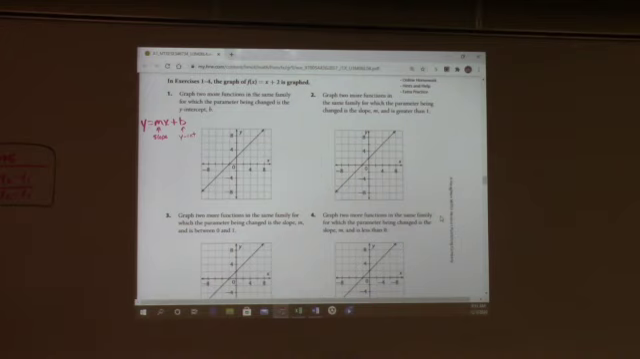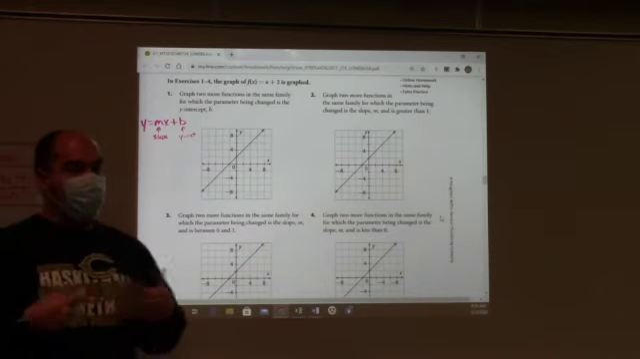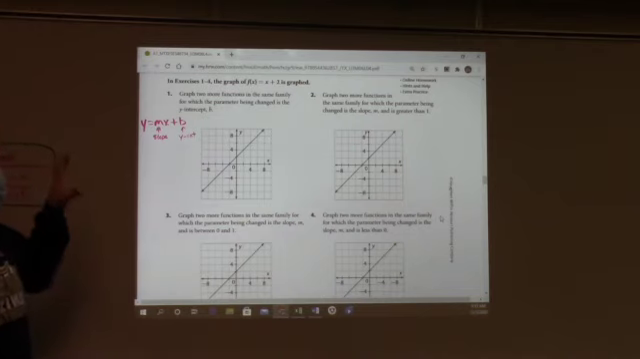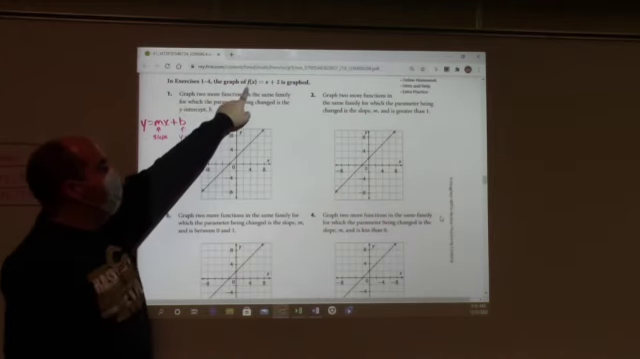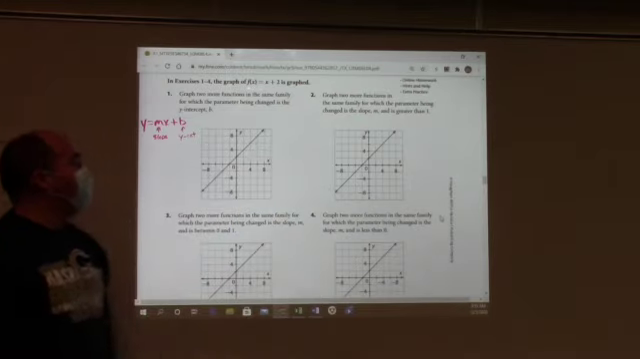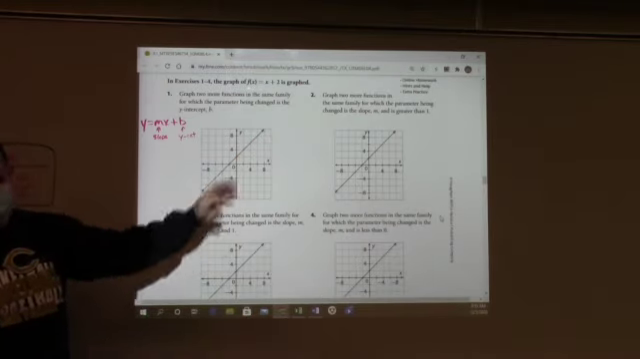Okay, so in this first part, we're going to go through and work some of the odd questions, and then you're going to go back and do the evens on your homework. So, it says in exercises 1 through 4, the graph of f of x equals x plus 2 is graphed. They just wrote it in function notation, it's not any different. So, if this f of x was a y, it's the same thing. So, y equals x plus 2. Okay, so that's the line that's graphed. It's graphed on all 4 of them.